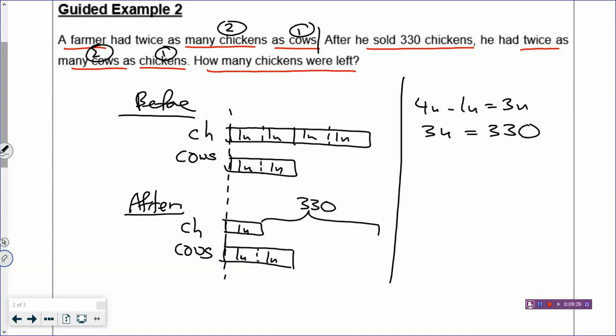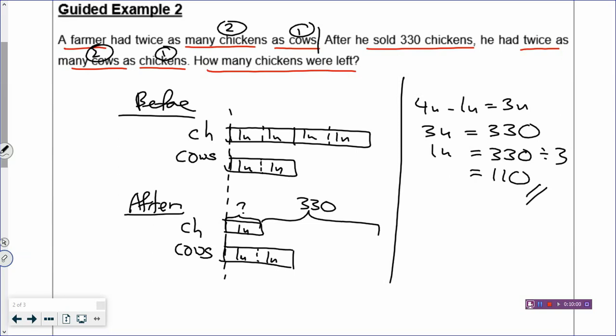And then you can find 1 unit, which is 330, and then divide by 3. So 1 unit is 110 chickens. So how many chickens were left? Isn't that to find the question mark here, which we forgot to put? So you should put the question mark first before you start solving. So your chickens left is 1 unit, which is 110, and you solve the problem easily.